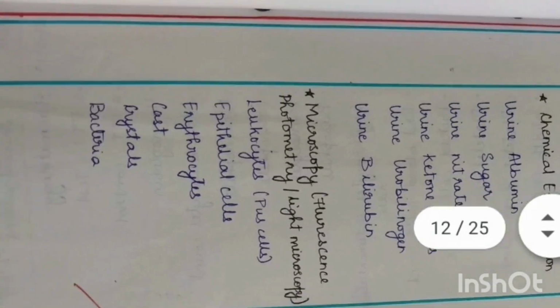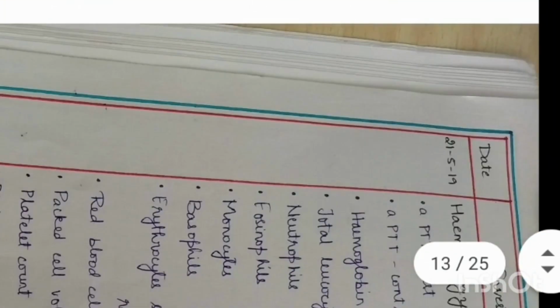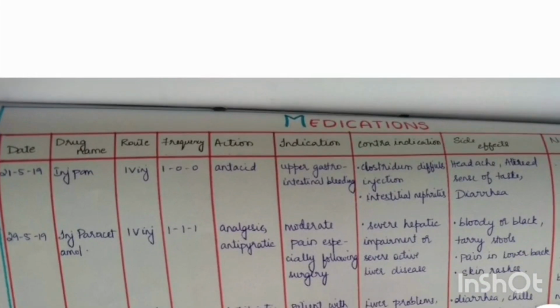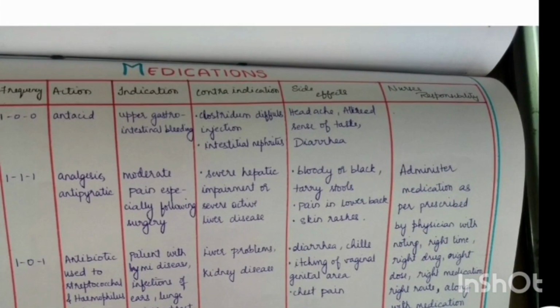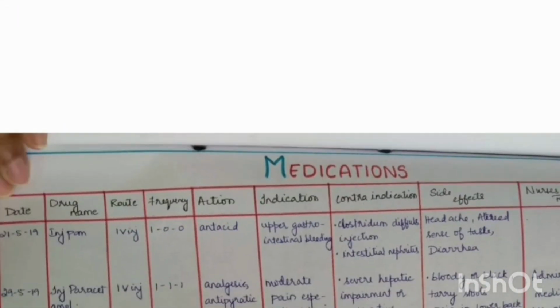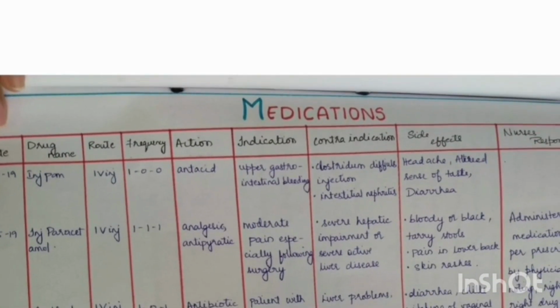After that comes the investigation. You have to remember lab values. After that, you should write about the medications. In the medications, you have to write only till action, no side effect, only up to the nursing responsibility. Side effect and contraindication you may not write.